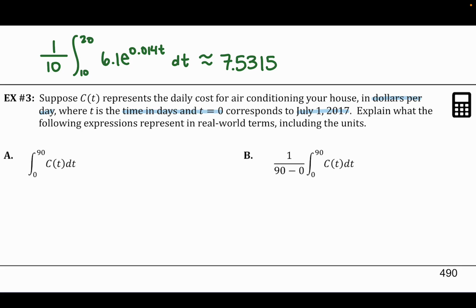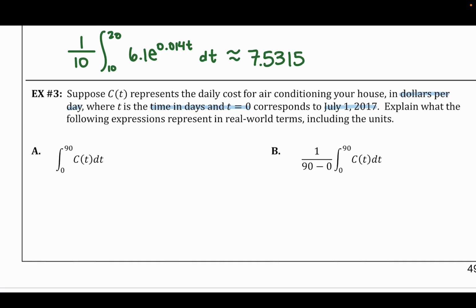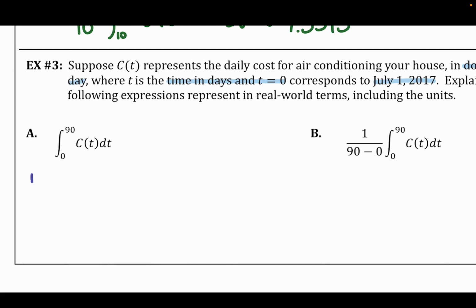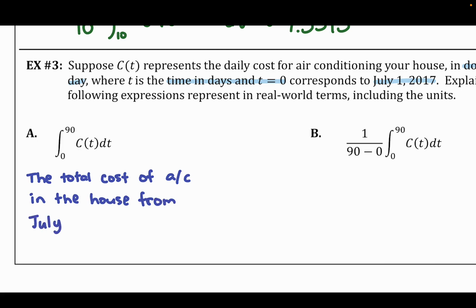All right, so let's see. If I have just the integral from 0 to 90 of c of t dt, this is actually going to be the total cost. This is from 0 to 90 days. So the total cost of AC in the house from the starting date of July 2017 to September 2017.